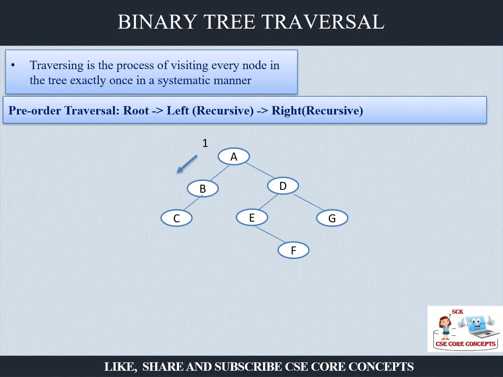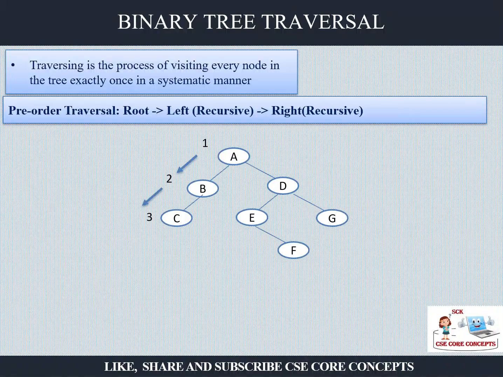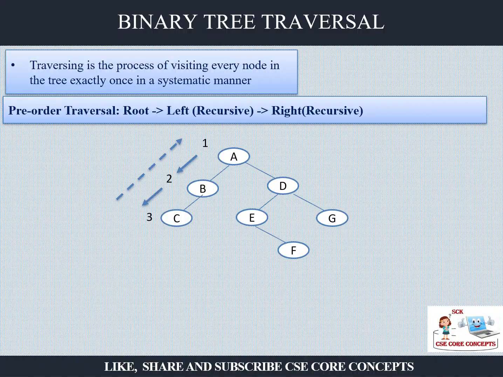Now B has again branches, right? So B is the root node of that branch, so B will be traversed, and then again you proceed to the left hand side, that is C. Since C does not have any further branches, the third element is C, and after that we return back to the root node. So root A has been traversed, and the left portion of the root node, that is B and C, have been traversed. Now we will go and visit the right portion.